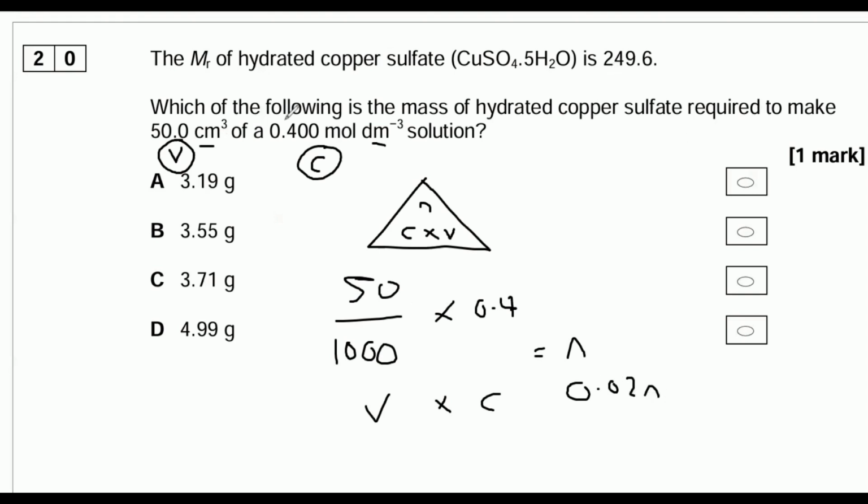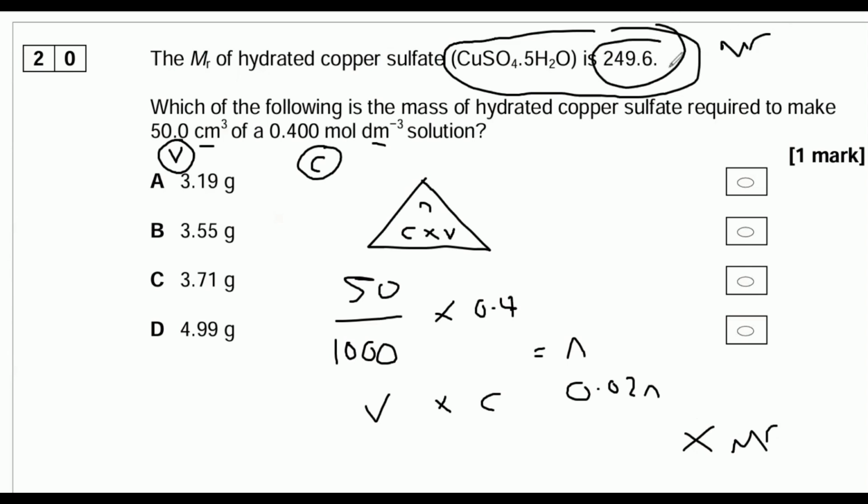Which of the following is the mass required? So now I just need to times that by the Mr to find how much mass I would need. We've got 0.02 moles in 50 cm³. What's the mass that I need? Well, times that by the Mr and you're going to get mass. How did I know to do that? Well, it gave you the Mr. If they're giving you the Mr, that means you're going to use mass equals Mr times moles. And we just calculated the moles.